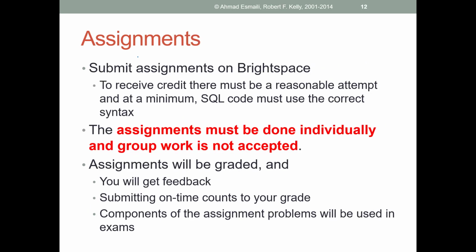You need to submit the assignments on Brightspace. Every assignment will have the corresponding instructions. To receive credit, you must have made a reasonable attempt. So don't miss the assignments, because if you miss an assignment, you will get a 0. Make an attempt, try to do something. Ideally it should be 100% so that you can earn a 100% grade. If not, then please make an attempt.